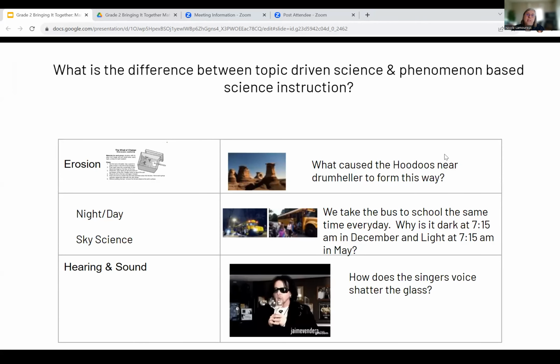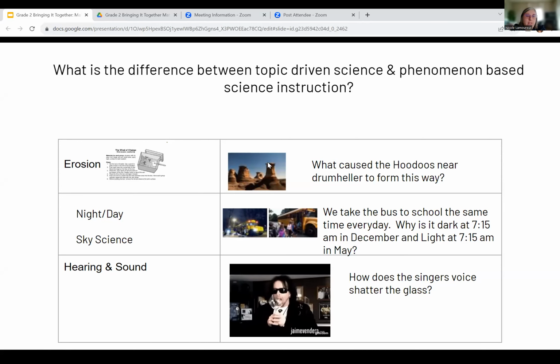So what's the difference between topic-driven science and phenomena-based science instruction? And you're going to see some connections with project-based learning, but there is some difference if you've done that in your own classroom. So for example, we might do an activity like erosion. Okay, we're going to talk about erosion today, disconnected from something that students have done before, or what do you know about erosion, or this is what happens when erosion happens, to instead giving context. So for example, in our curriculum, there's a lot of Alberta places. So look at Drumheller. What caused the hoodoos near Drumheller to form this way?